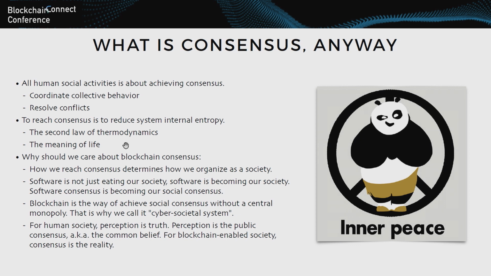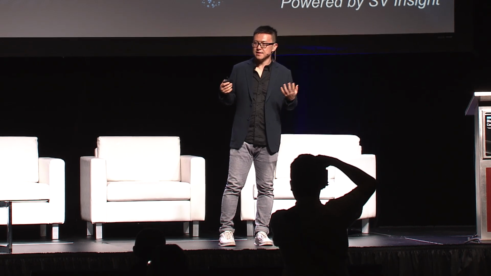So why should we care about blockchain consensus? How we reach consensus basically determines how we organize as a society. Blockchain is the future version of the OS that people work with each other. That's the key thing. Blockchain is the software that's becoming our society. It's not just distributed systems. It's a social ecosystem and social OS for human beings to work with each other. For human society, perception is the truth, and perception is the public consensus, the common belief, and belief is everything. For blockchain, consensus is the reality itself.